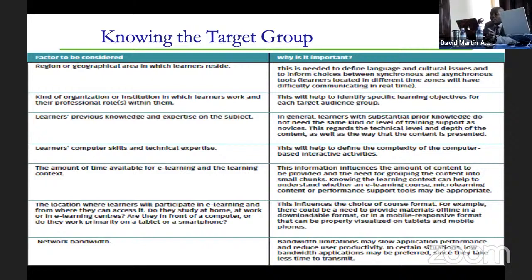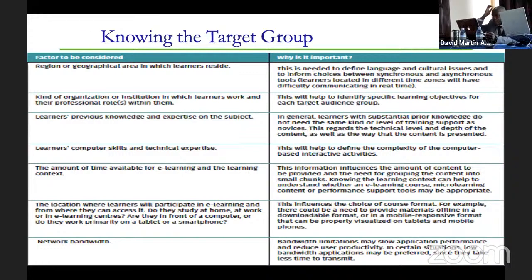We need to know the kind of organization or institutions in which the learners work. Or are they distance learners? So I won't dwell so much on this table, but we need to know our target group. We need to know the computer skills, ICT literacy skills they have. You may assume they are capable, but they are incapable. They don't even know where to go and find a discussion forum icon. But you're telling them, go to the learning management system, in the discussion forum, do a BP, but they don't know.